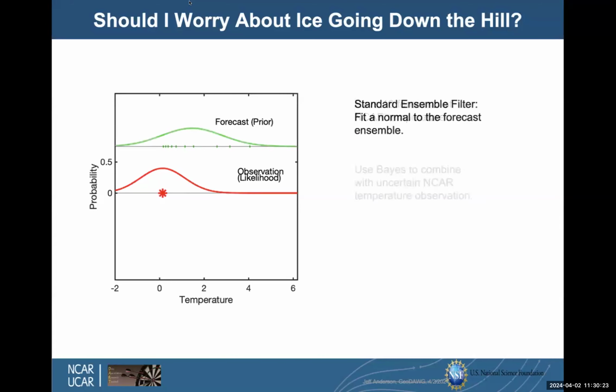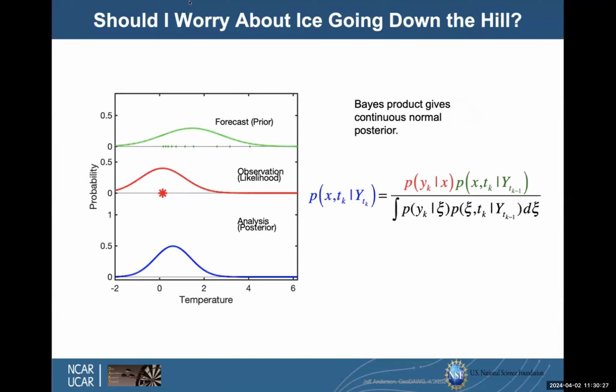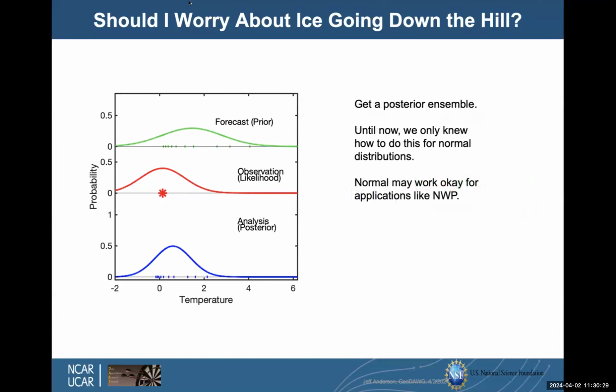And so I do the same old thing. I fit a normal to my prior. I take the product to get a continuous posterior with Bayes. I do this update method to get an updated ensemble shown in blue. And there's 10 of these things. It turns out that 4 of them are less than 0. And so I might naively interpret this as being a 4 out of 10 or 40% chance that there's ice on the hill. And so I probably want to be careful.